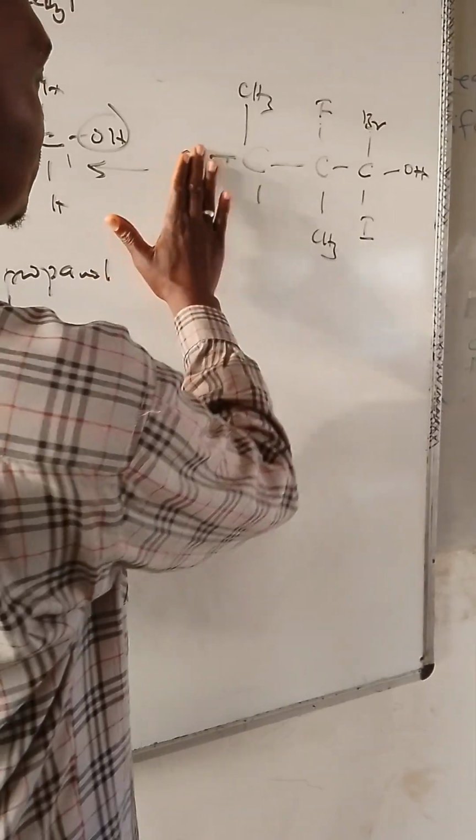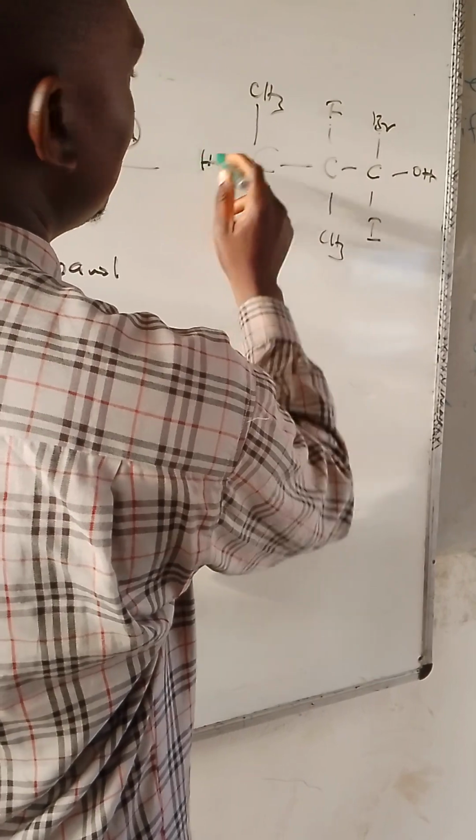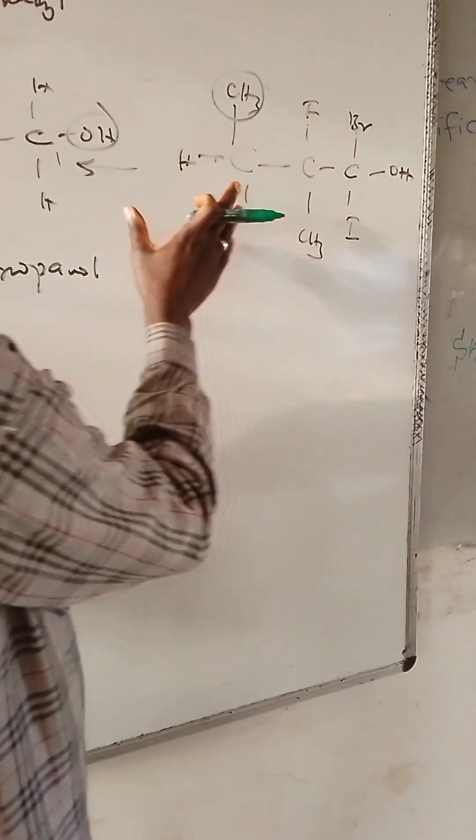But if I do like this, we have OH, we have the H. I think this is tertiary alcohol. This is 1 CH3. No, it's not. This is not tertiary alcohol.